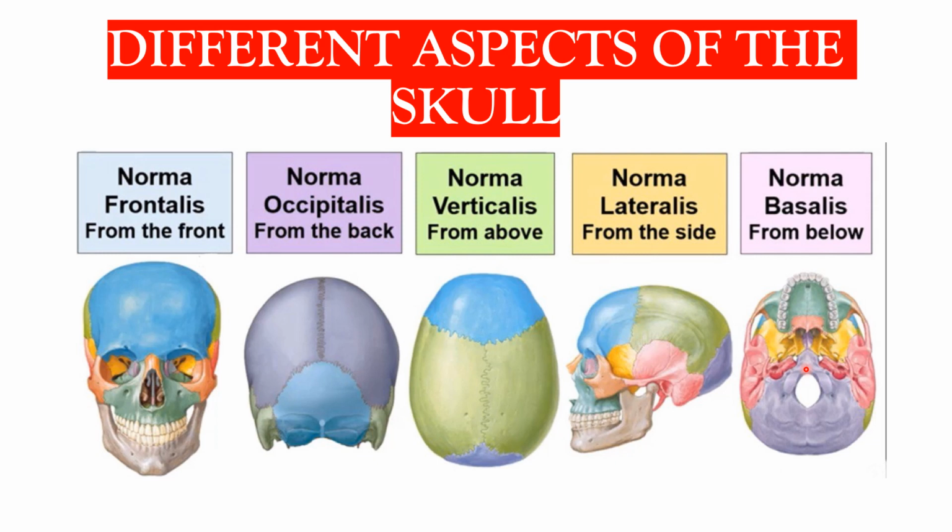Okay. Now for each of the views or each of the angles, there are 4 things we need to identify. Whether the norma frontalis, norma occipitalis, verticalis, lateralis or basalis. The first thing we need to identify is the bones that constitute that angle. Number 2, we need to identify the sutures. Number 3, we need to identify the foramina. And number 4, we need to identify the landmarks. So we'll start with the norma frontalis.